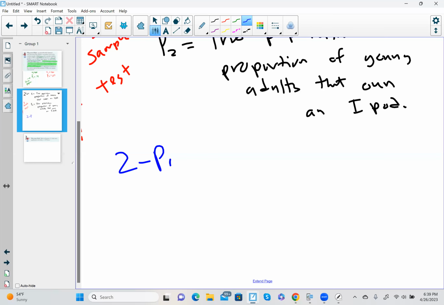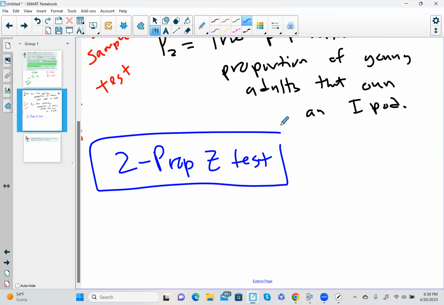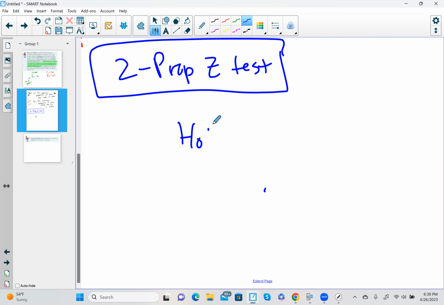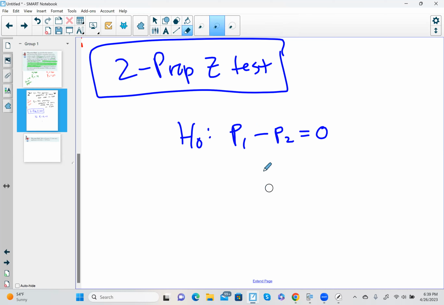z-test. That's what this thing is called. A two proportion z-test. Okay, so H0, our null hypothesis, is going to be that the difference between P1 and P2 is 0. So I'd like you to think about that for a minute. If you have two proportions and their difference is 0, that's really the same thing as saying that the proportions are equal. That's what that's really saying, that P1 has to equal P2.